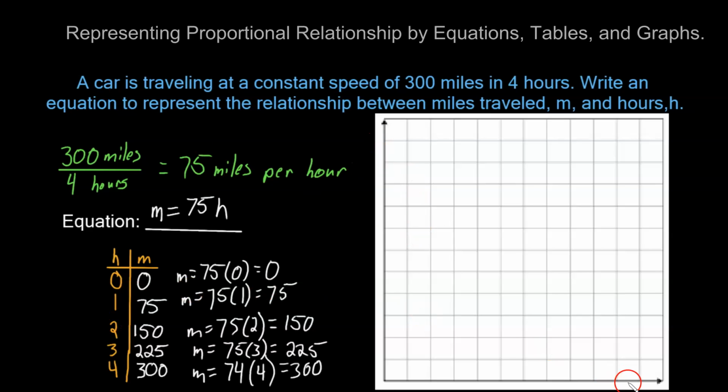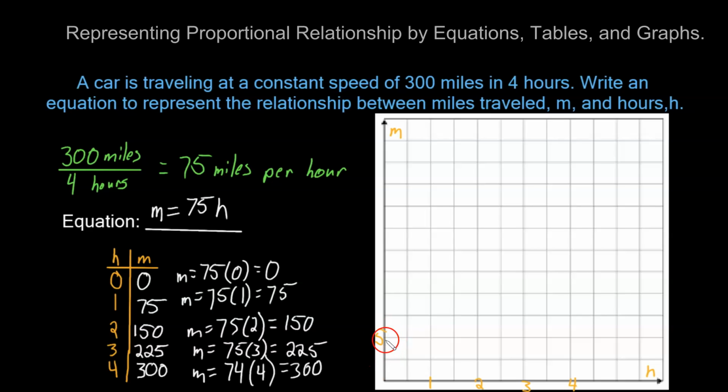Our h is our independent variable, so that's going to replace what we typically would call our x-axis. This is our h. And our m is our dependent variable, so that is our y. So m would go up here. Now we need to label our graph to make it fit. Let's say this is 1 right here, this is 2, this is 3, and we go up to 4. And let's count by 50s. Let's go every other one, so we're actually counting by 25 and labeling every other one.